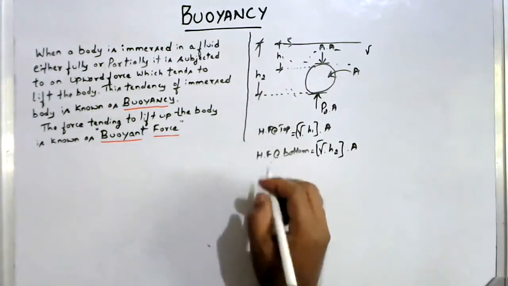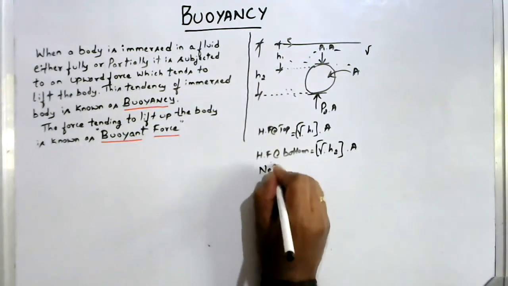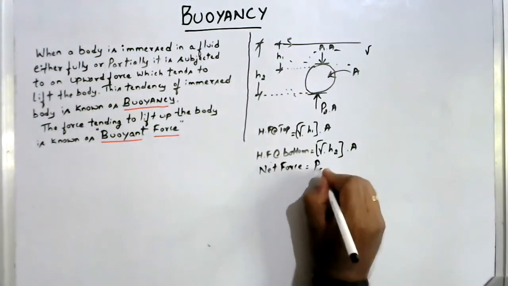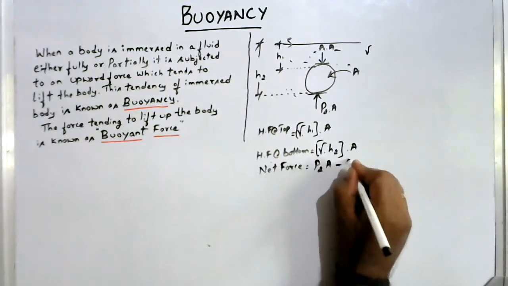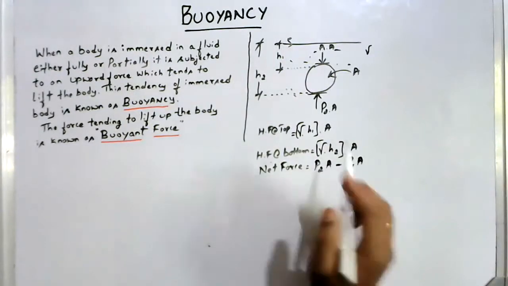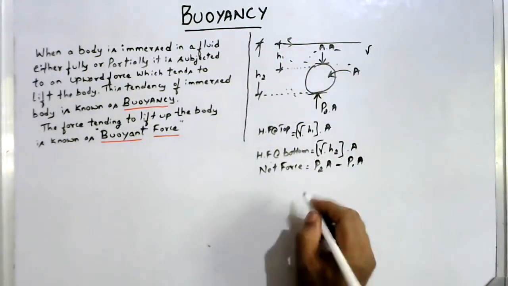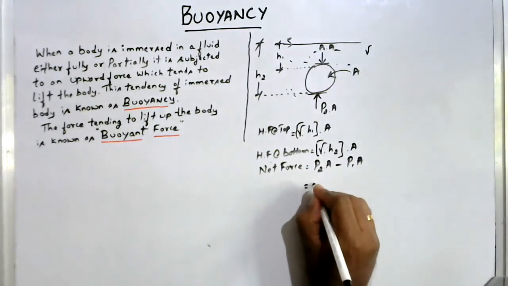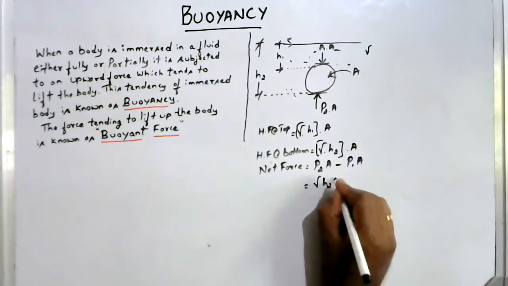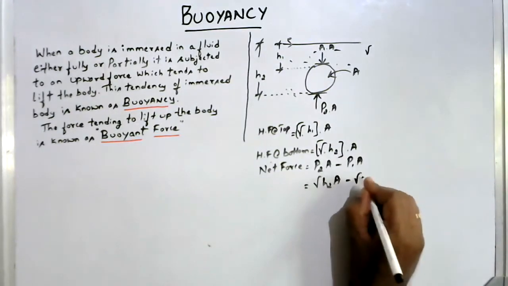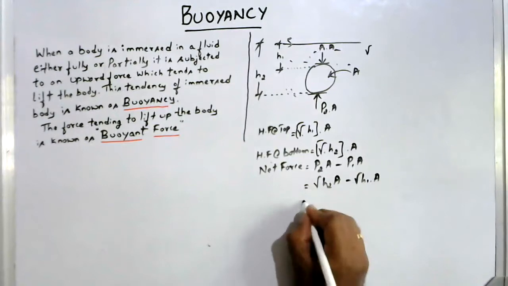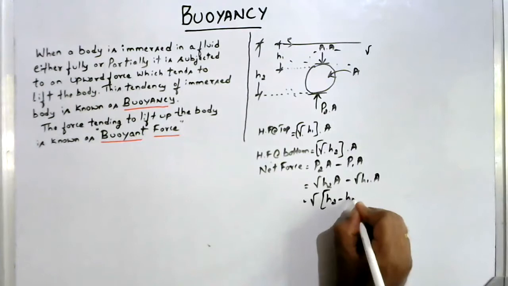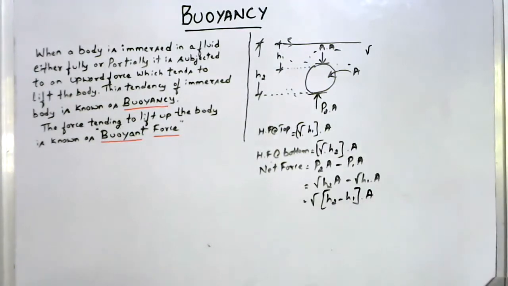We'll calculate the net force now. What is the net force? It is P2A minus P1A, correct? Upward is positive, downward is negative. You substitute, I'll write it like this: gamma into h2 into A minus gamma into h1 into A. Take the gamma outside. What is remaining? h2 minus h1 multiplied by area.